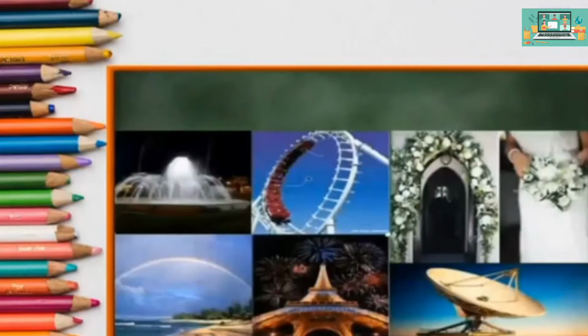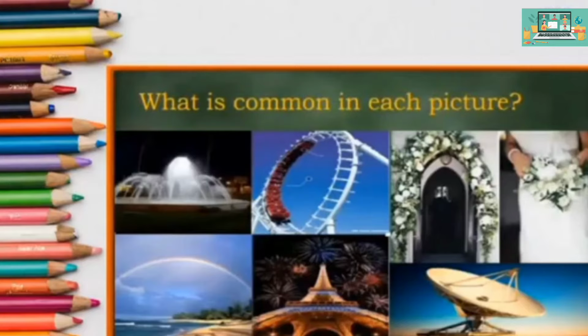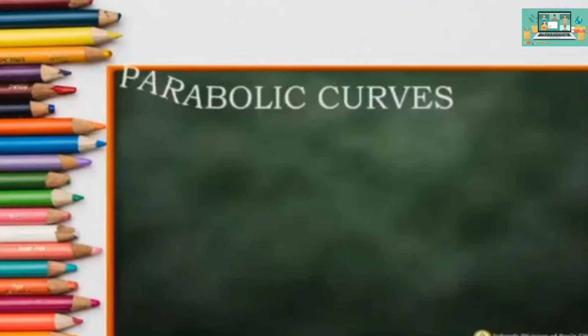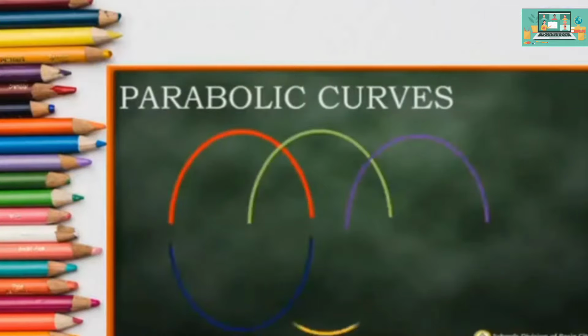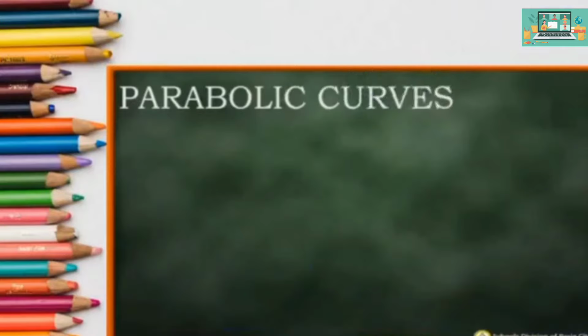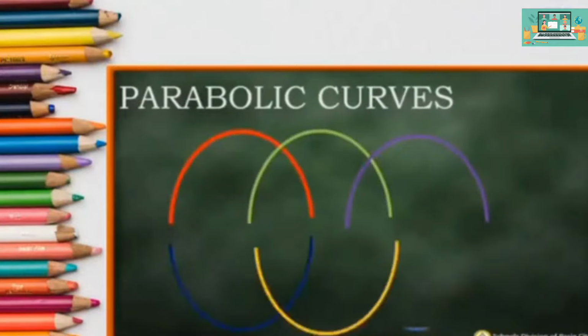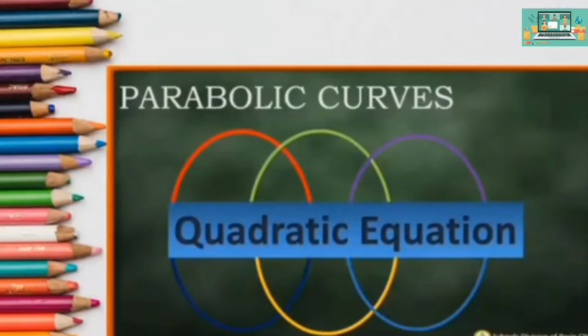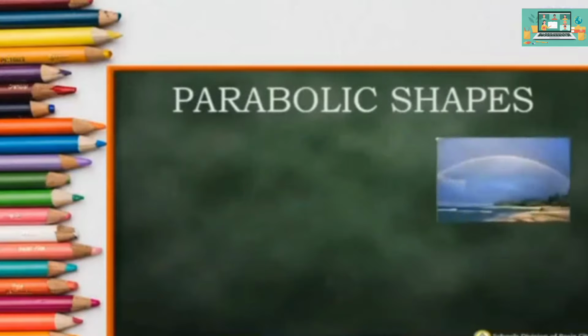I want you to look at the following pictures and tell me what is common to all of them. Very good. Each picture shows curves. These curves are called parabolic curves. Do you know that this spectacular shape contributed to the beauty of math? It is because parabolic curves and structures are all defined by a quadratic equation. Will you give more examples of objects with parabolic curves?